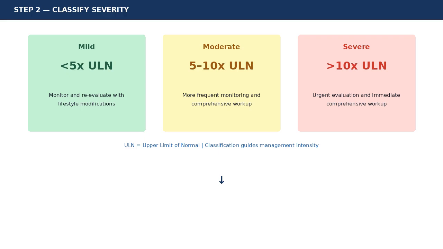Step 2 is to classify severity based on ALT and AST levels relative to the upper limit of normal. Mild elevation is defined as less than 5 times the upper limit of normal. Moderate elevation is 5 to 10 times the upper limit of normal. Severe elevation is greater than 10 times the upper limit of normal. This classification guides subsequent management intensity and workup urgency.